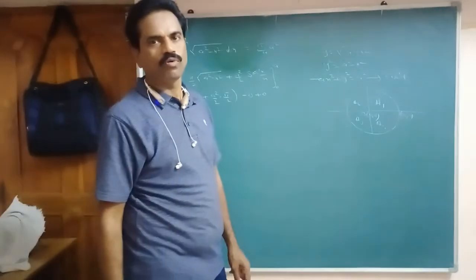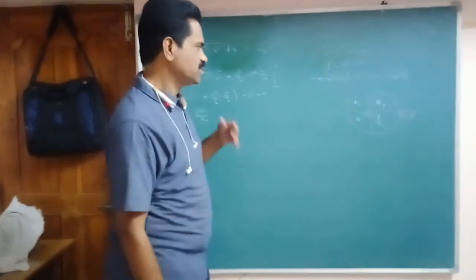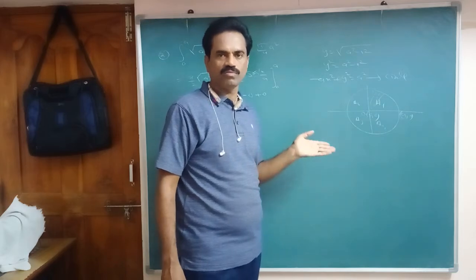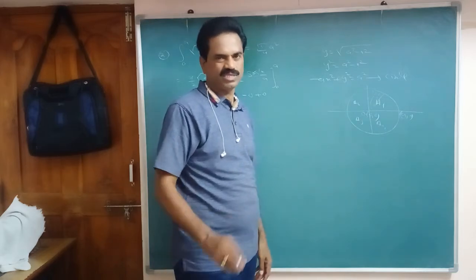So we will find this area, the first quadrant area. This is the center 0, 0, and this point is a comma 0. Suppose this is A1, this is A2, this is A3, this is A4. The four parts are symmetrical about both axes. So the first quadrant area, the second quadrant area, the third and fourth quadrant areas are all the same.